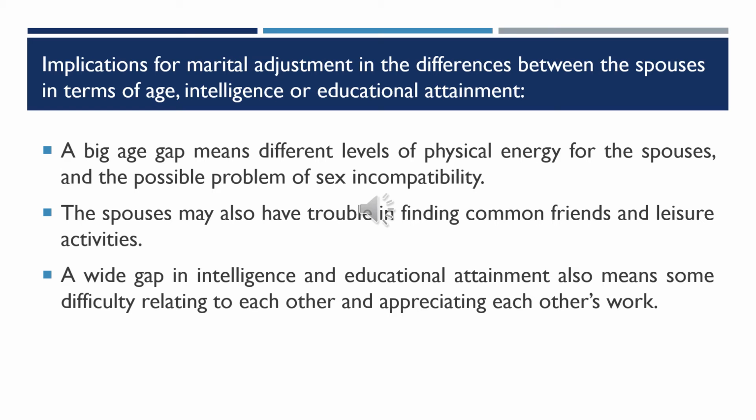So, the spouses may also have trouble in finding common friends and leisure activities. A wide gap in intelligence and educational attainment also means some difficulty relating to each other and appreciating each other's work. So, sa educational attainment naman, kung sino yung mas mataas yung pinag-aralan, nandyan yung adjustment, lalo na kung yung isang asawa ay hindi naman ganun nakapagtapos, yung asawa niya talagang professional, mataas yung pinag-aralan, so may adjustment sa bagay na yan.